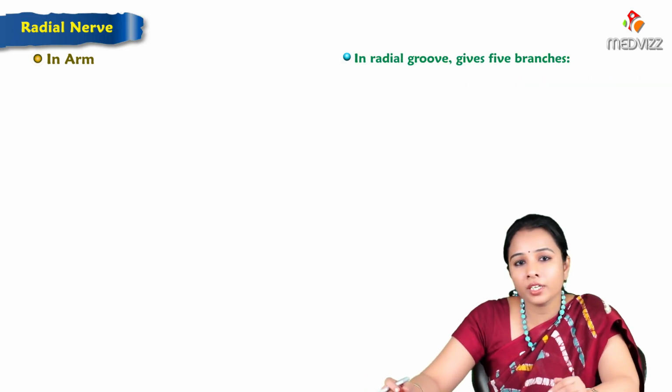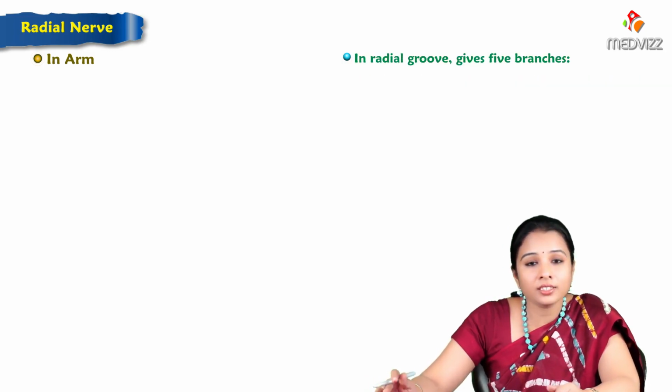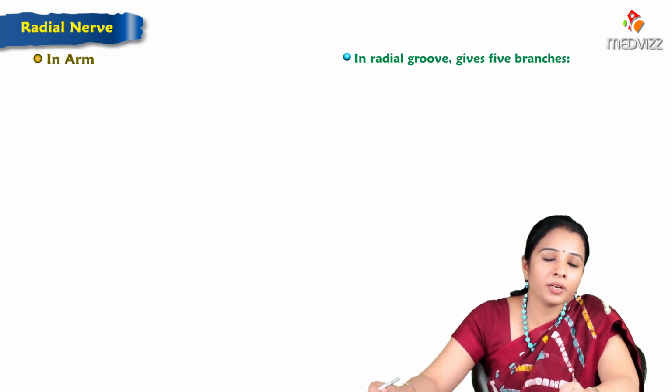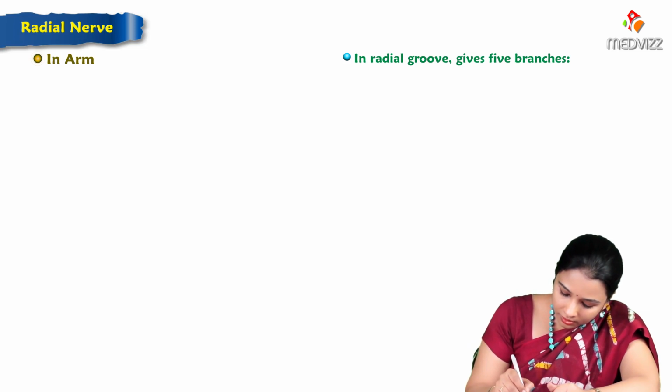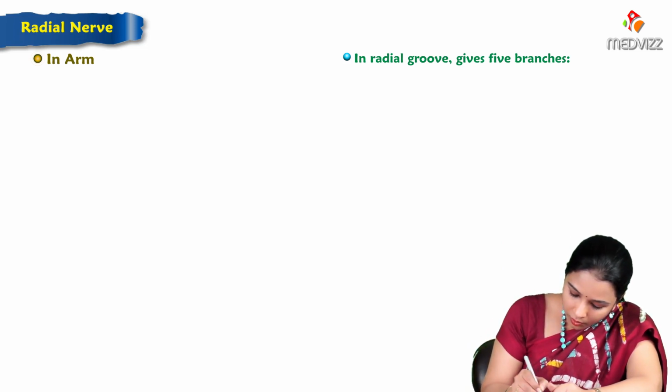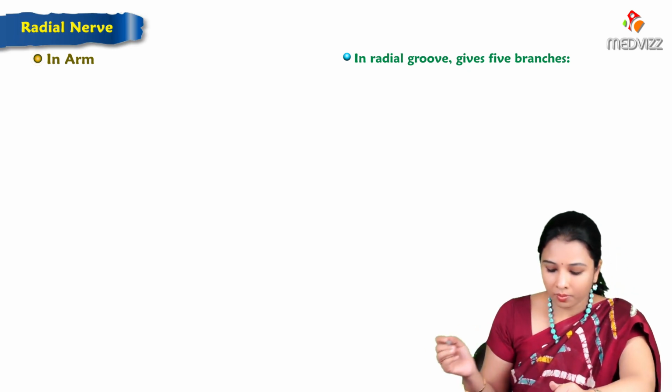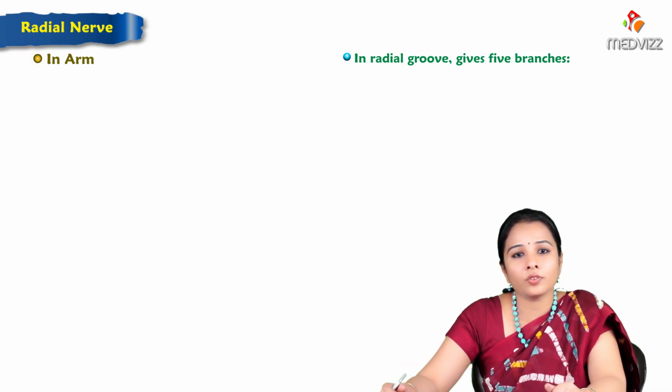In the radial groove it gives off 5 branches. Let's see those 5 branches. The first branch is the lower lateral cutaneous nerve of arm. It supplies the lower lateral part of the arm.